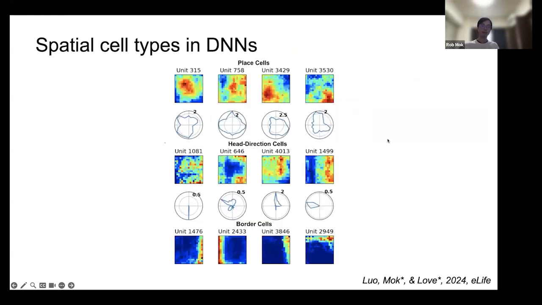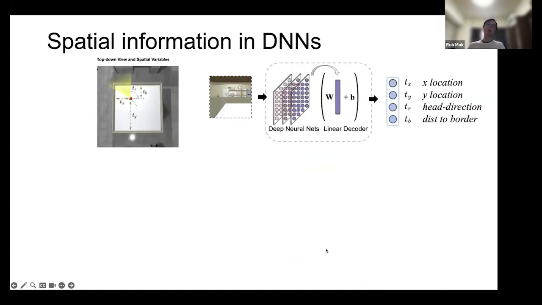What we find, surprisingly, is that there are quite a lot of these cells available in these deep neural networks already. This is the square environment, and this is one unit that encodes this particular location, in this corner. These didn't have very strong directional tuning. These cells, on the other hand, had more directional tuning, and these are border-like cells. So one question is, were these cells especially useful, or rather, does the population have the information about it?